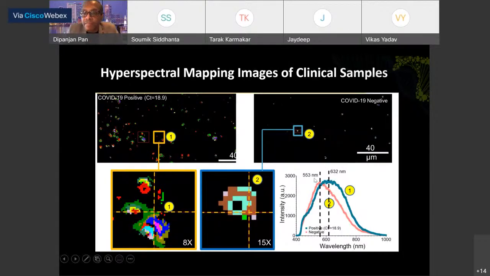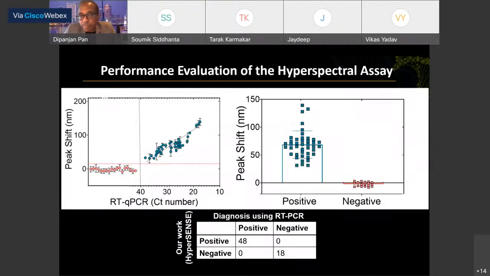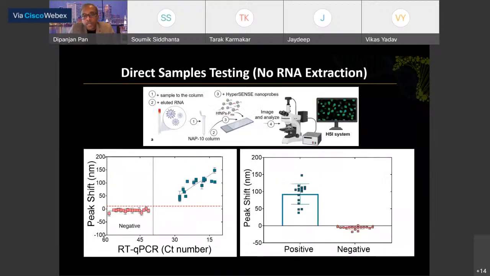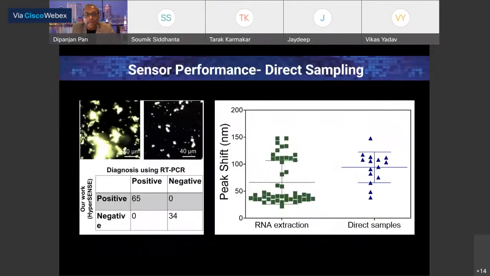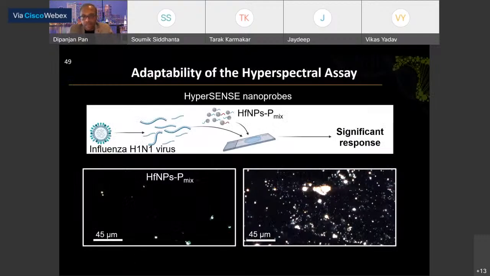This is again the same thing: you see 553 and 632. That's the type of shift we're looking at when COVID-19 RNA is present. We tested the performance of this hyperspectral assay using different kinds of clinical samples, 48 positive samples and 18 negative samples, and no misidentification happened. Then we tested direct samples where no RNA extraction was required. Again, we applied the lysis buffer, and it worked really well. With direct sampling, we tested 65 positive samples and 34 negative samples, with no misidentification of any of these.